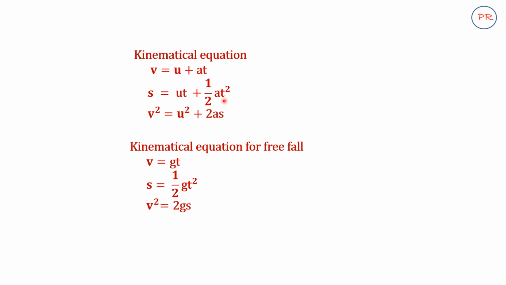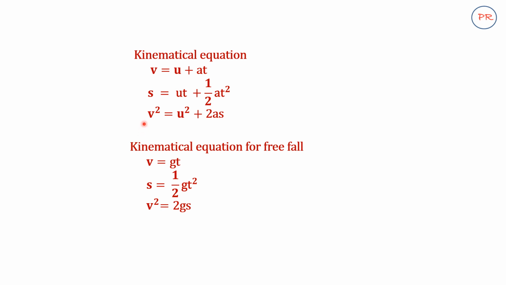So these equations will change slightly when free fall occurs. In that case, u is 0. Therefore, the first kinematical equation will become v is equal to gt, because here u is 0 and a is equal to g. The second kinematical equation will become s is equal to half gt square, because u is 0. Therefore, the first term will become 0, and s will become half gt square.